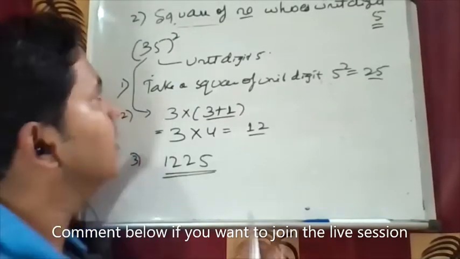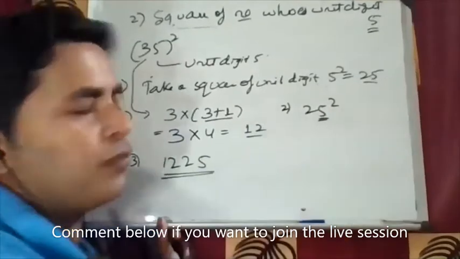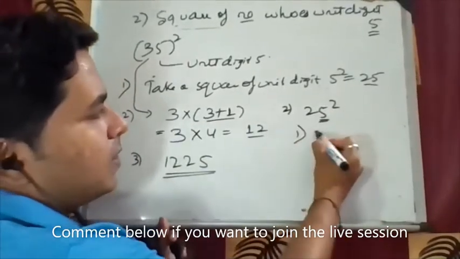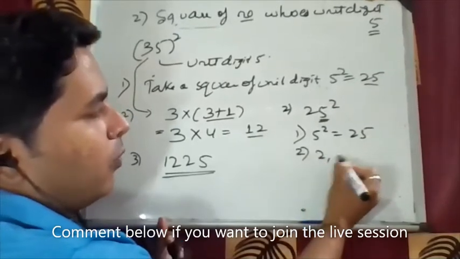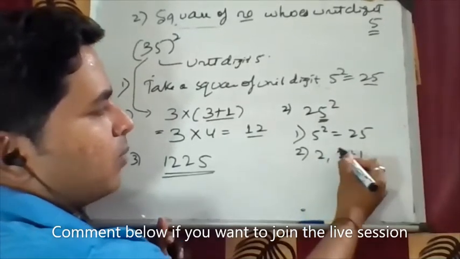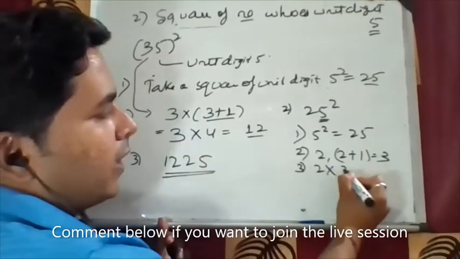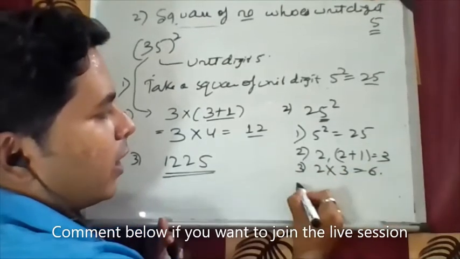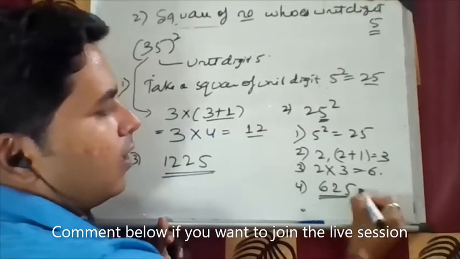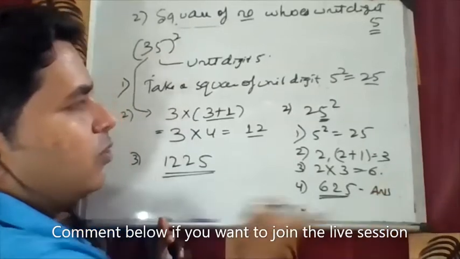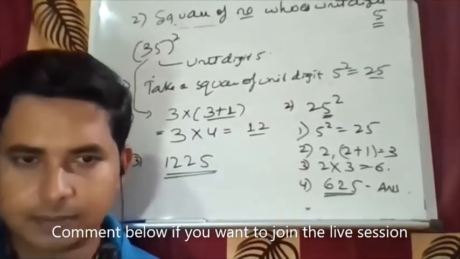And similarly, now I'll take a simple one, 25 square. So the unit digit is 5. The first step is 5 square is what? 25. The successive number of 2 is 2 plus 1, that is 3. So I multiplied 2 and 3, which is 6. So I combine them. What is the answer? 6 and 25 is the answer. 6, 25 is 25 square. Yes?